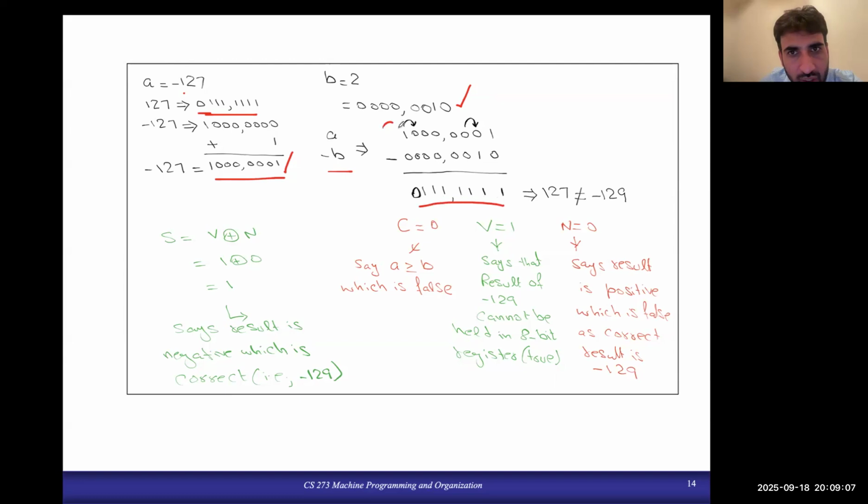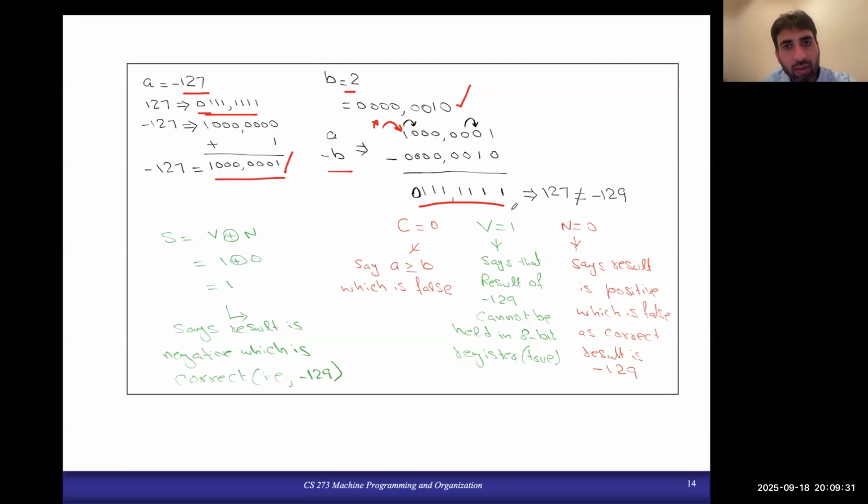Here we don't have a carry in this most significant position. There is no carry, right? So carry is 0. What does it tell me? When carry is 0, it tells me that A is greater than or equal to B, which is false. Why? Because A is -127 and B is equal to 2. So carry is giving me wrong information. It is conveying wrong information. However, the V flag is equal to 1.